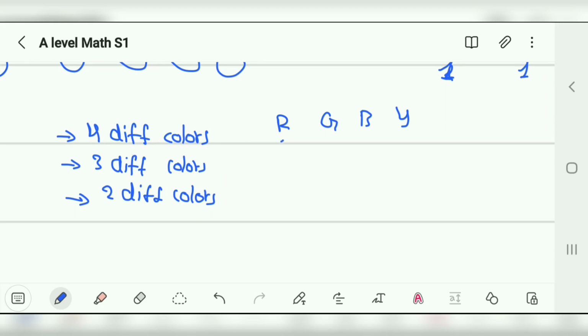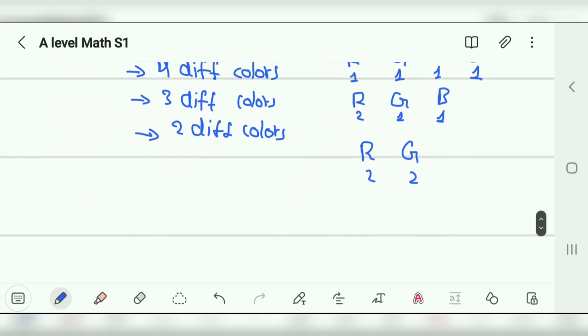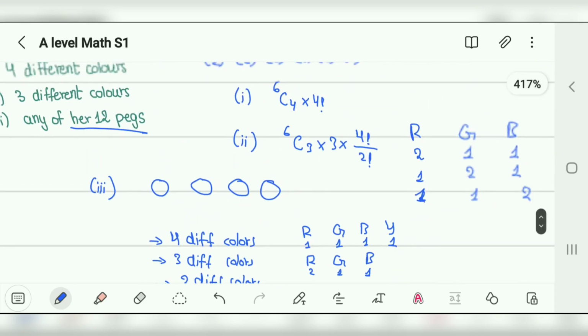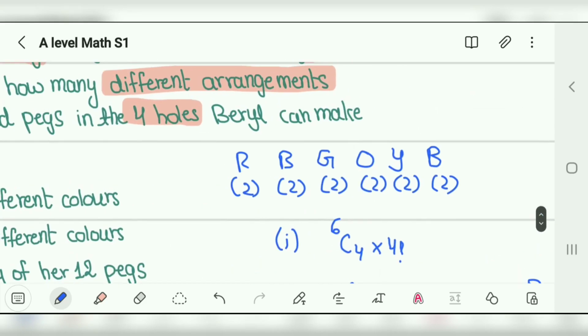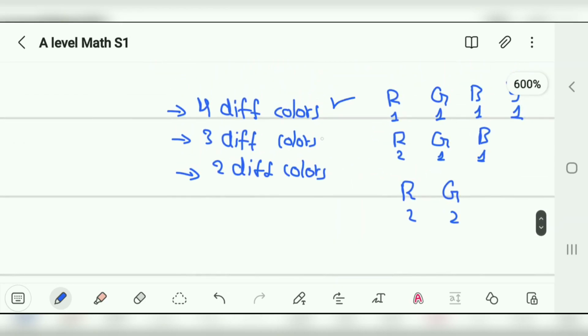If there are 4 different colors, then 1 for each. If there are 3 different colors, then you can see that it's 2, 1, 1. If they have 2 different colors, then red, green, 2, 2. And what happens if they have 1 color? That's not possible, because the maximum number of bags for each color is 2. That's why we already know 4 and 3. We need to find out about 2.